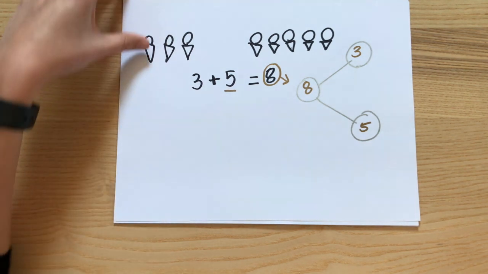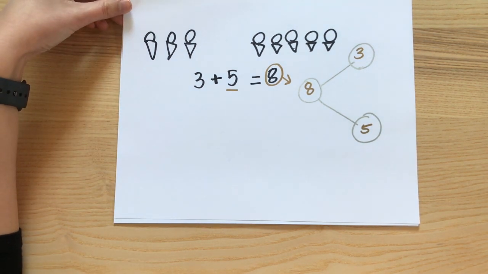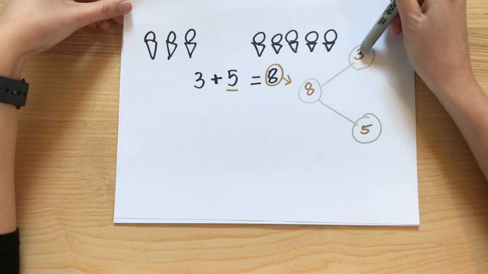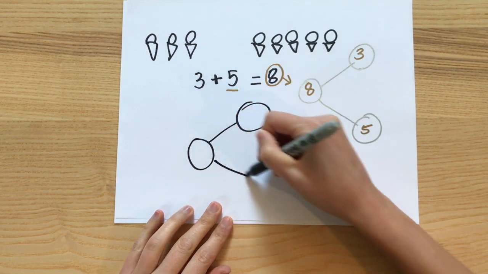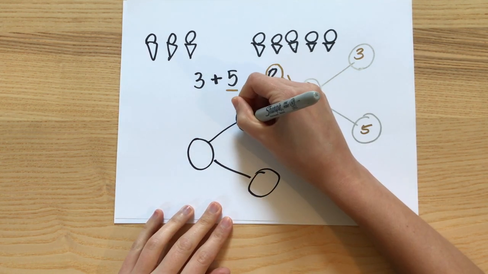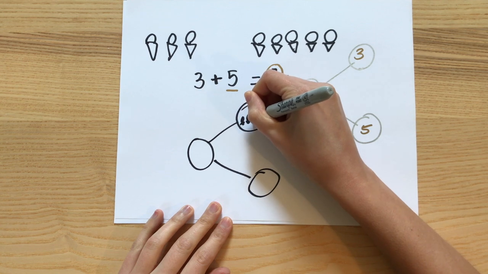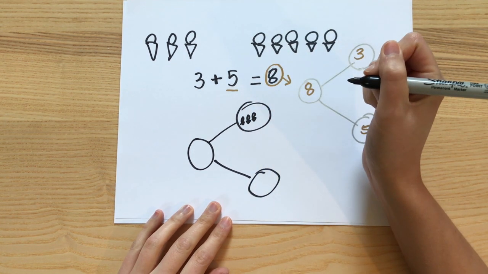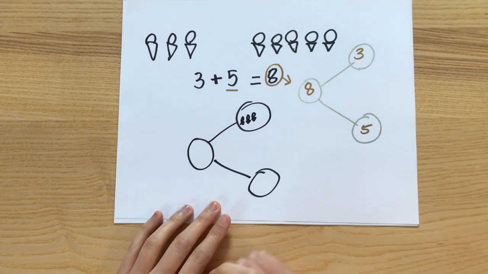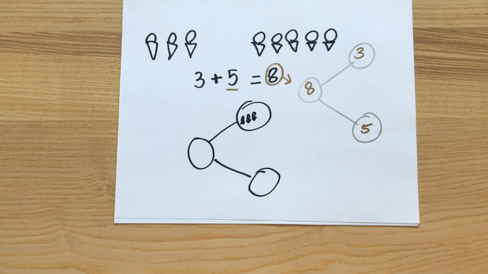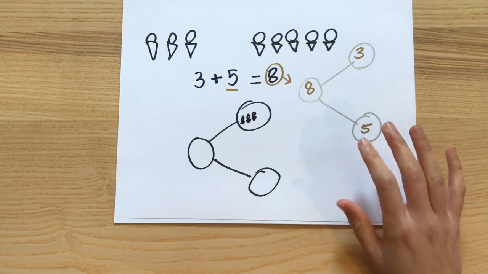Okay, now I want you to come up with your own number story and fill in the number bond to match. You can either put the shapes inside your number bonds like this, that would be my 3, or you can put the numbers in like this. Okay, I think we're done with this.